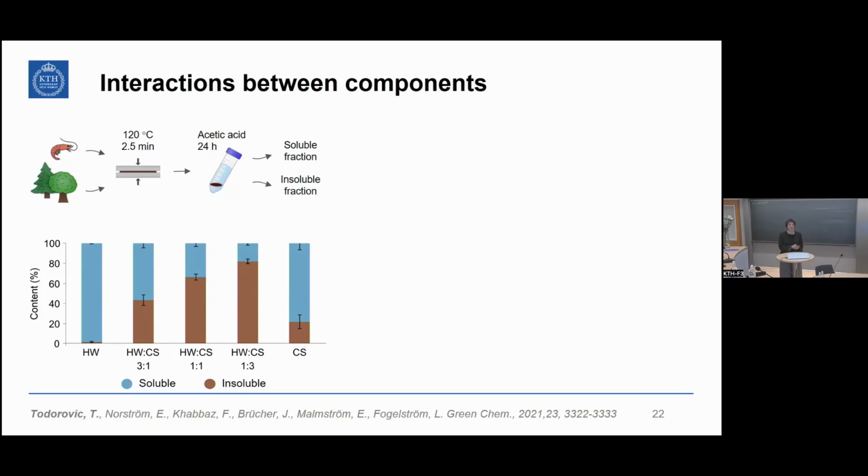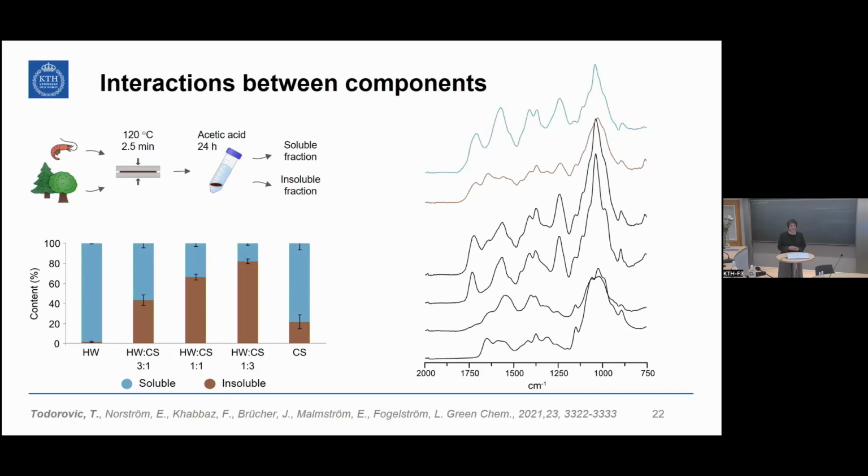So we used films, put them in acetic acid for 24 hours, because both components, both hydrolyzed and Chitosan, are soluble in acetic acid. And then we separated soluble and insoluble fractions. And what we saw is that films prepared with hemicellulose were almost completely soluble. Chitosan had some insoluble fraction, but what was very interesting, when we combined these two components that are soluble separately, they have improved stability. So you can see that the insoluble fraction increased.